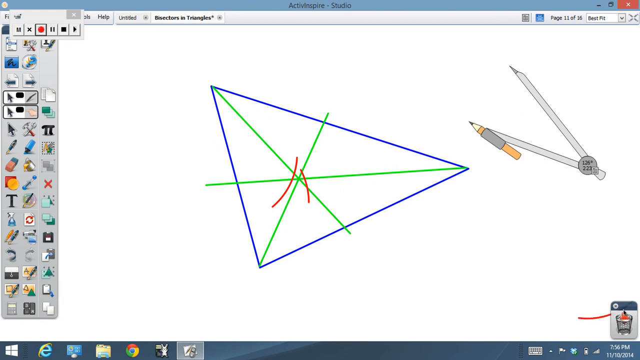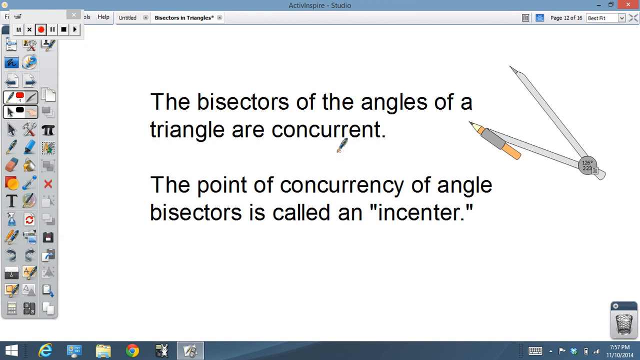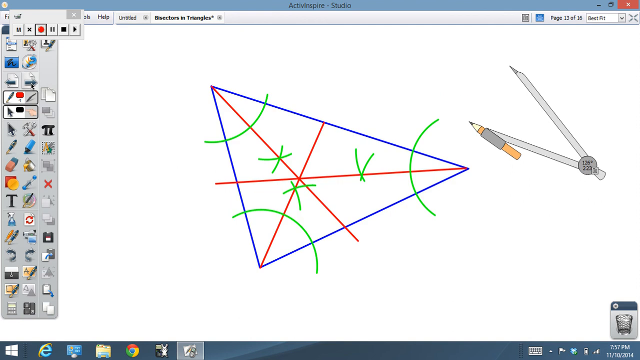So the perpendicular bisectors create what's known as a circumcenter. Angle bisectors create what's known as an incenter. So since these three lines were created from angle bisectors, they converge at this point here, which is called the incenter. All right. So bisectors of angles of a triangle are concurrent. Point of concurrency is called an incenter. Here's the same picture that I had before. Let's get rid of the green. Look at the incenter.